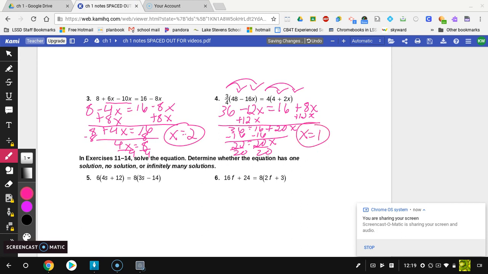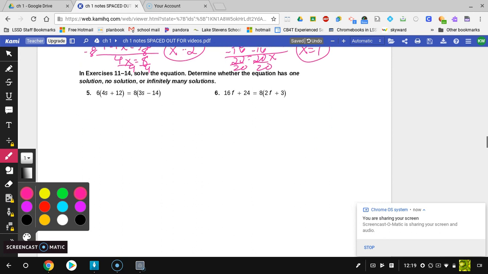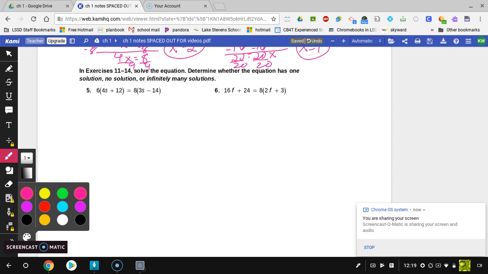Again, always a good idea to take that answer, plug it back in. So if I were to plug in a 1 here and here, making sure that it does, in fact, check out. Okay, so now we're getting to our problems that may or may not have just a single solution.